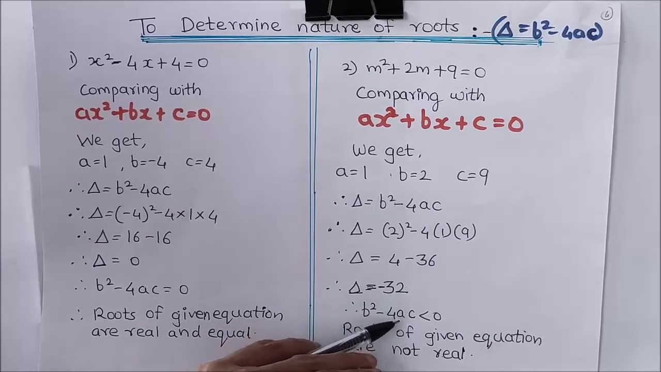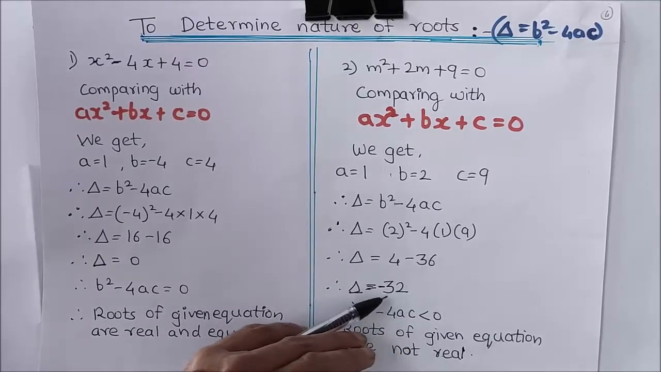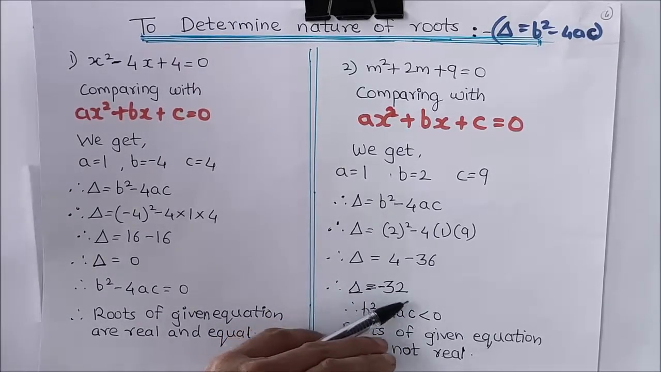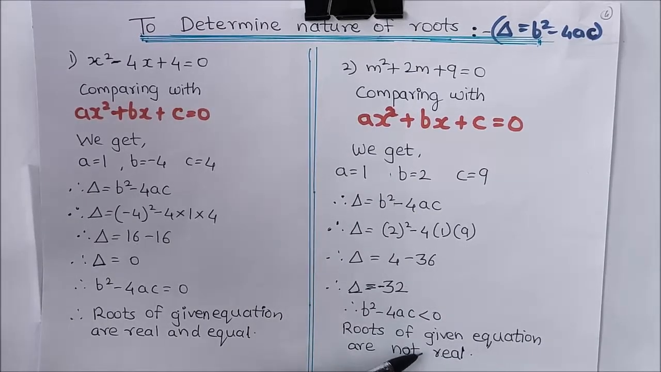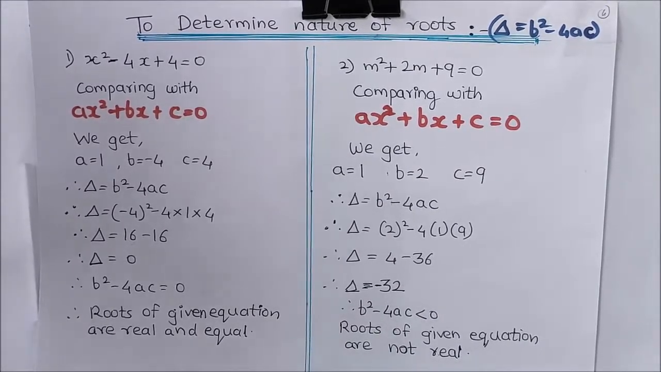Here b square minus 4ac is less than 0. Negative value we have found. Therefore it's less than 0. Therefore the roots of given quadratic equations are not real. We can say that roots are not real.